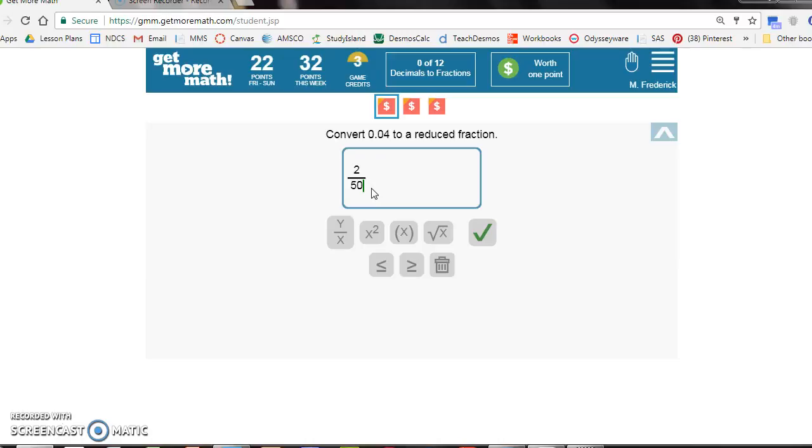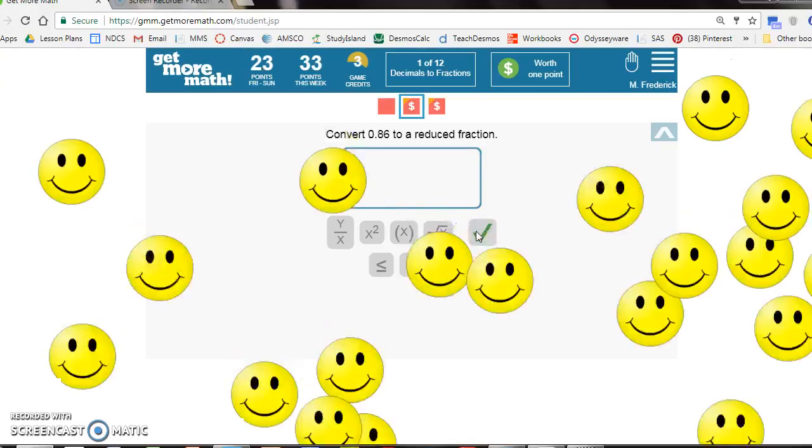Note again that we can divide both of these values by 2. So 2 divided by 2 is 1. 50 divided by 2 is 25. So our answer here, we are now in simplified terms, is 1/25.